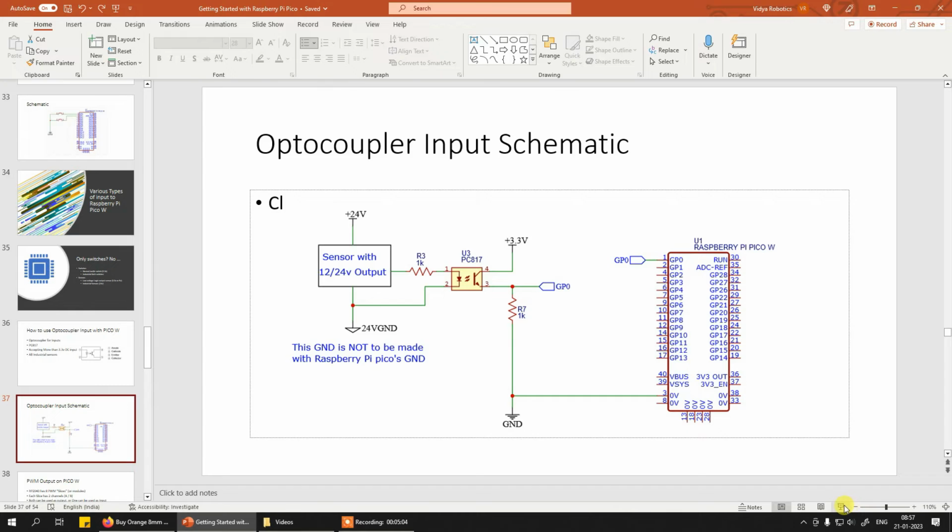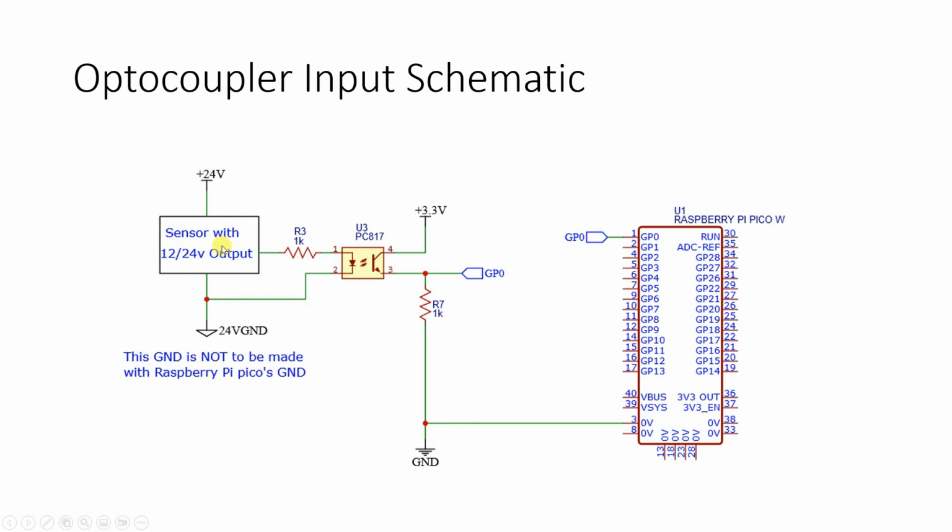Let's look at this schematic over here. So, this is the sensor with 24 volt output. I have connected a 1K resistor, so it gives you somewhere around 24 milliampere of current passing through this LED. Most optocouplers will allow up to 30, 35, 40 or even 60 milliamperes of current for this LED. You can increase the value of the resistor depending upon your particular need. When this sensor gives 12 or 24 volt output, the LED will glow. Make sure this ground is not made common with this ground. That will defy the whole purpose of using an optocoupler.